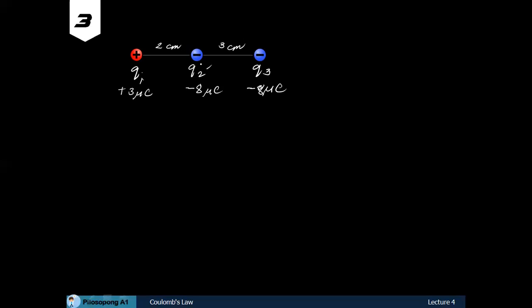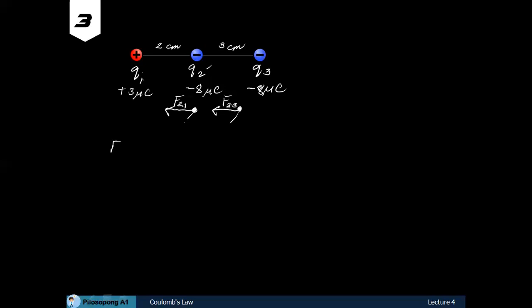Since these are opposite charges, Q2 experiences an attractive force that is going to the left. That is the force experienced by Q2 due to Q1. How about this one? This is a repulsive force. So if this is Q2, it also experiences a force that is directed to the left. That is the force experienced by charge 2 due to 3. So these are the two forces that we need to compute and get the net force.